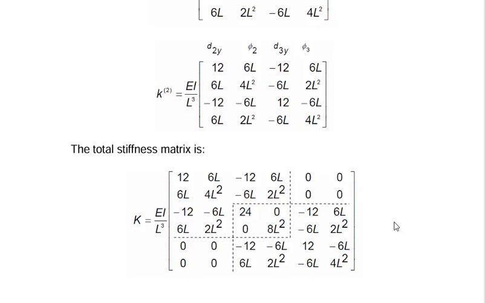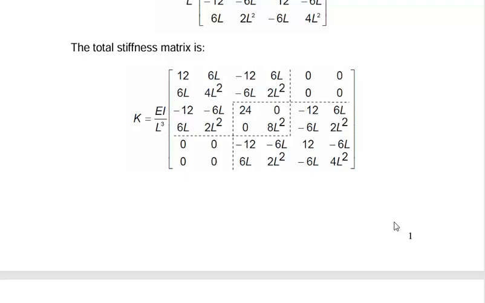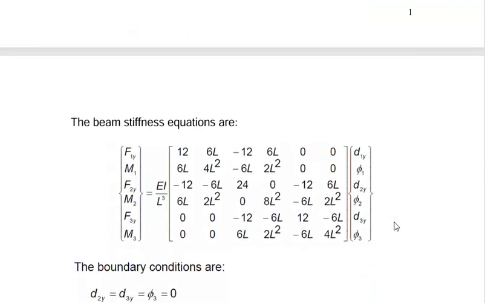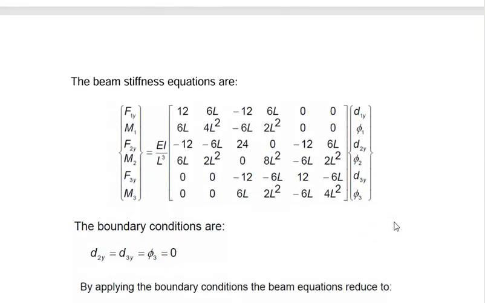Now next is to apply the boundary conditions. So let's see how the boundary conditions are applied. After writing down the global stiffness matrix, we have written the force displacement relationship. So these are the forces F1y, M1, F2y, M2, F3y, M3. This is the global stiffness matrix, and these are the degrees of freedom. Now, what are the boundary conditions? D2y, D3y, phi 3, and they are equal to 0.